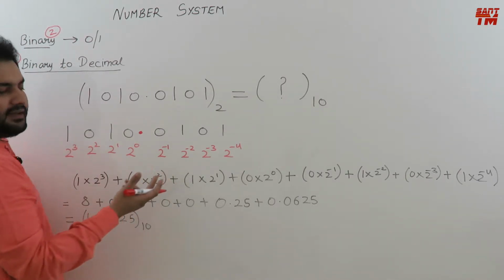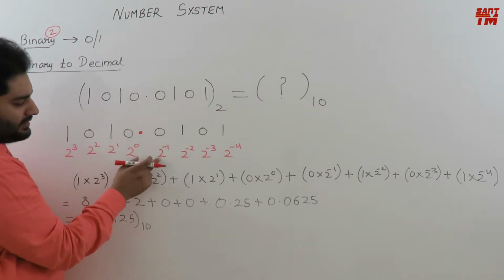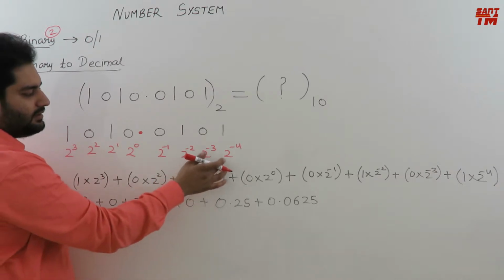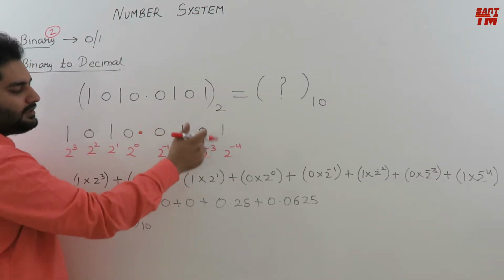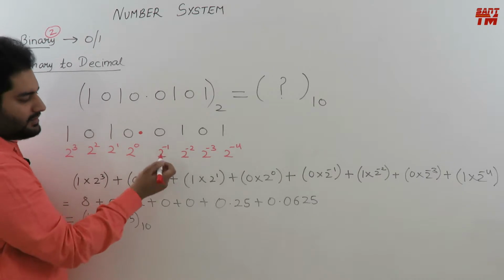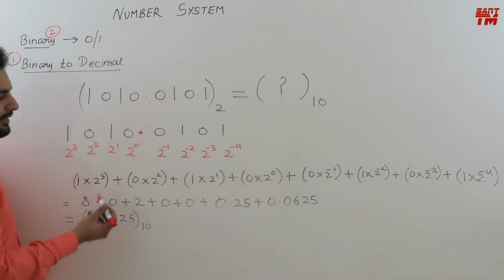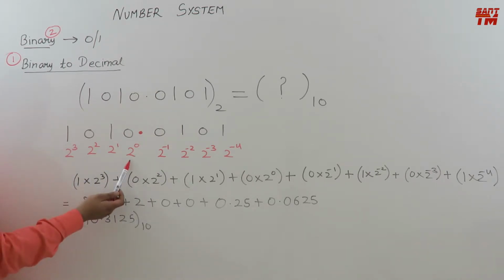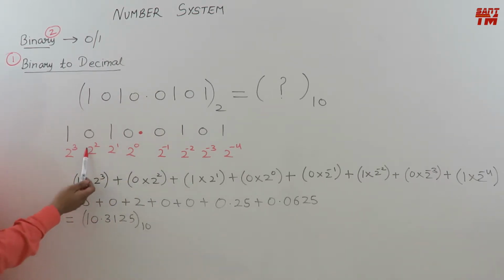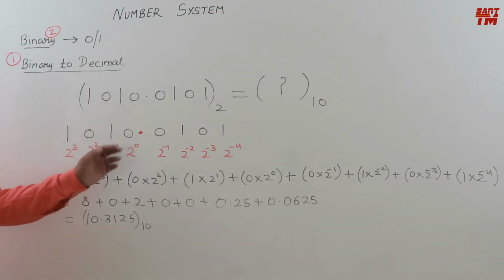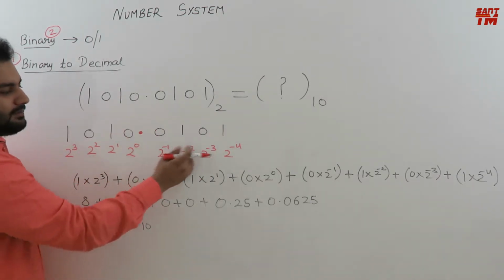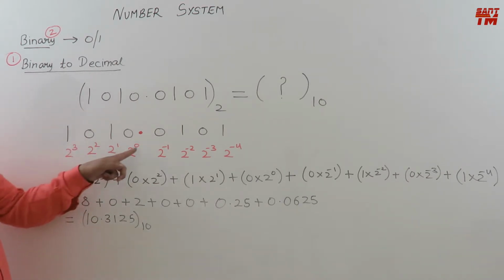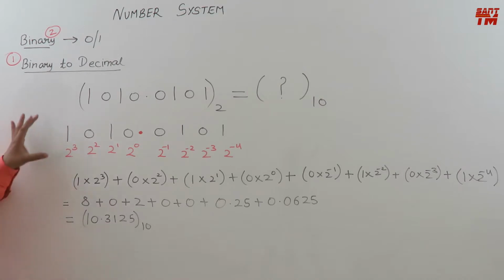From the right hand side of the point, label it like this: 2 raised to the power minus 1, 2 raised to the power minus 2, 2 raised to the power minus 3, 2 raised to the power minus 4. Below every digit you have to write the powers of 2 starting from minus 1 till the end, and to the left of this decimal point you have to write powers of 2 like this: 2 raised to the power 0, 2 power 1, 2 power 2, 2 power 3. That means on the right hand side of the decimal point the powers are negative, and on the left hand side of the decimal point the powers are positive starting from 0. This we have written.